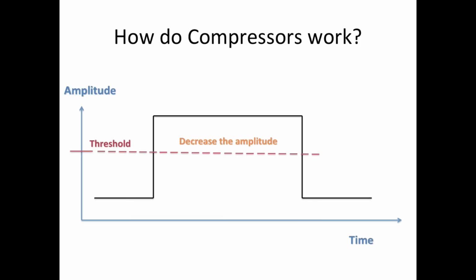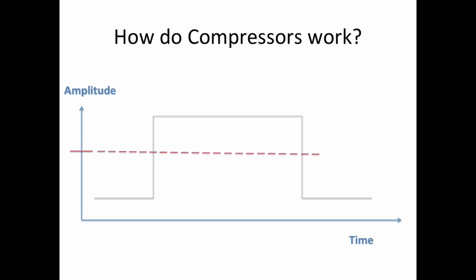Then there's the part of the signal that's above the threshold. During this part, the compressor in theory is going to decrease the amplitude. Okay? How would this work in an example then? We have our signal coming into our compressor, and initially it's below the threshold. As soon as it goes above the threshold, how does the compressor respond? Well, it's going to attenuate it, but how much attenuation is it going to apply? This is where the ratio comes into play.